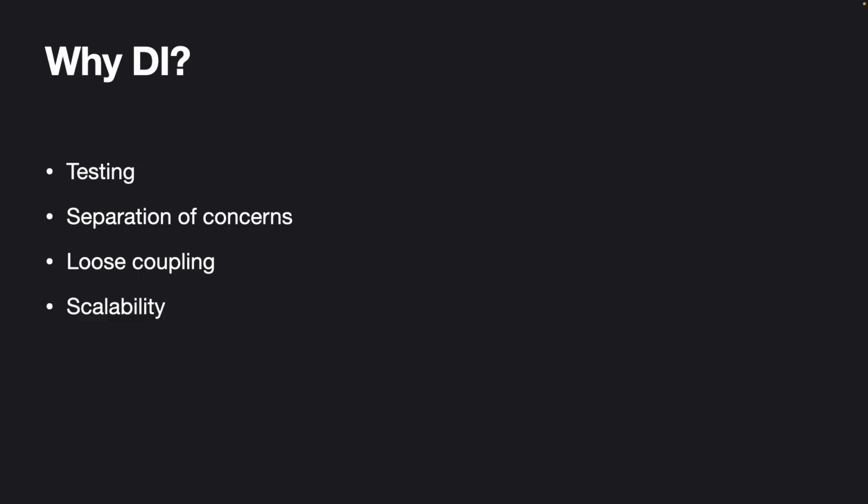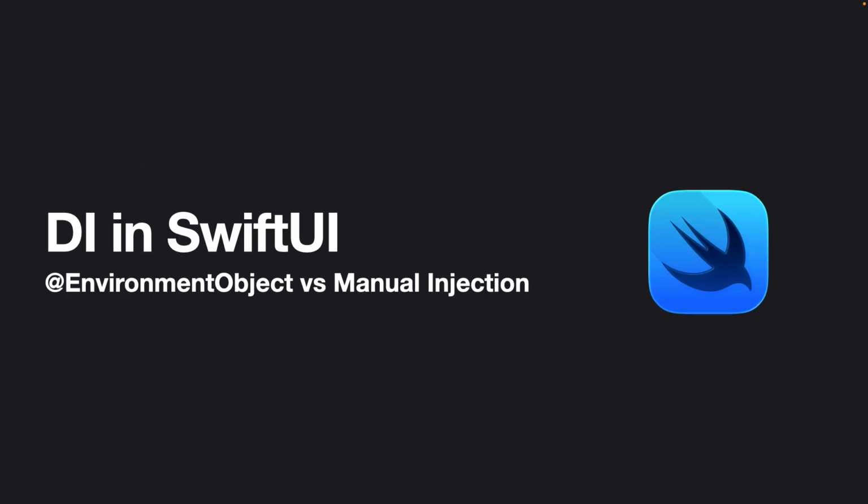Now, let's talk about dependency injection in SwiftUI. SwiftUI gives us some built-in tools such as environmentObject that let us inject shared dependencies into any view without wiring them up manually every time. The most significant advantage of using an environment object is making it available to any of the child views if needed.